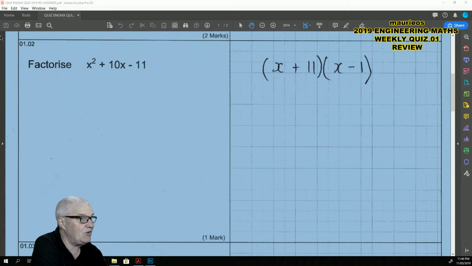So I've factorized this. It's got no coefficient in front of the x squared, so I know that's going to be quite easy. So I put it in here and then I check it. x times x is x squared. x times -1 is minus 1x. Plus 11x is plus 10x. So 11x minus 1x is 10x, and then 11 times -1 is -11. And that's it, factorized into brackets or factors.